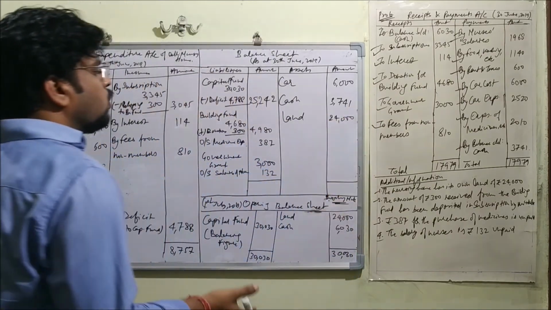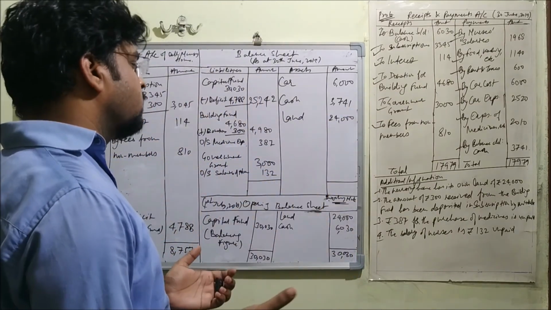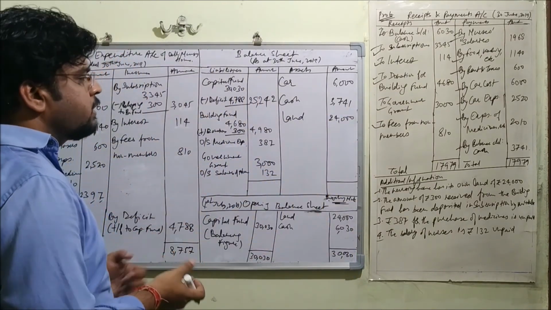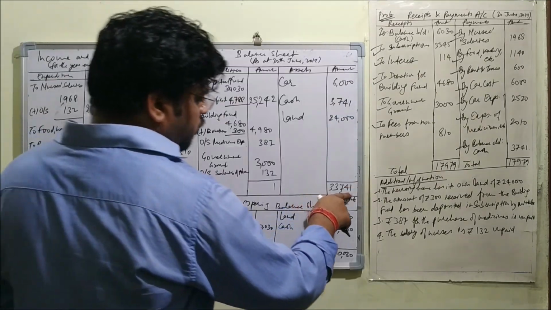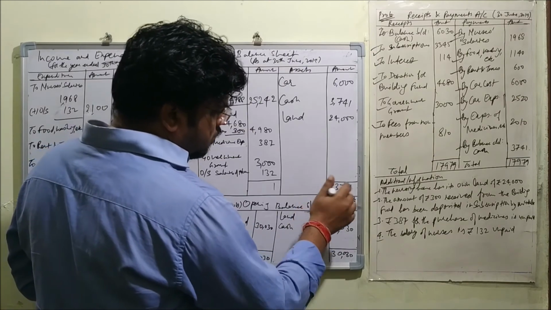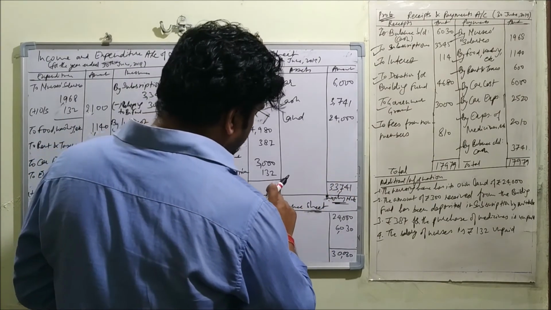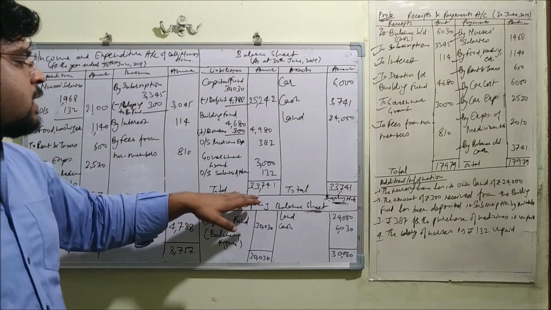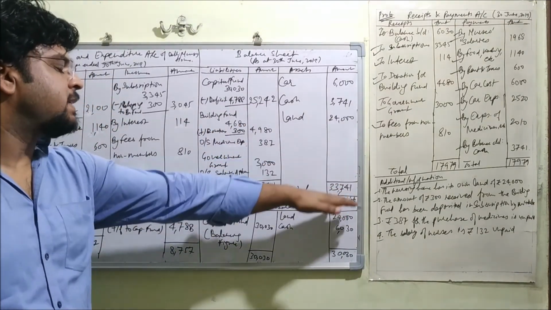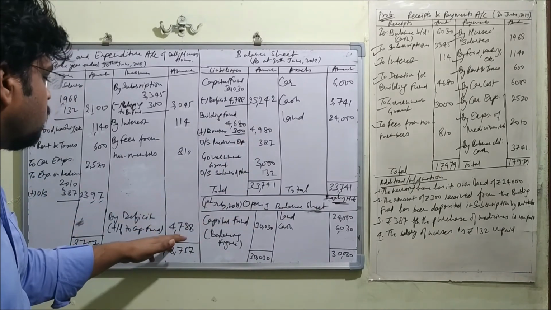Okay, and now we need to do the total of these. If the total of both sides comes the same, it means our question is correct. So let's do the total of this side first. We see the total of this side is 33,741. Now let's talk about this side. So we see that the total of the liability side is equal to the total of the asset side. It means our question is correct.